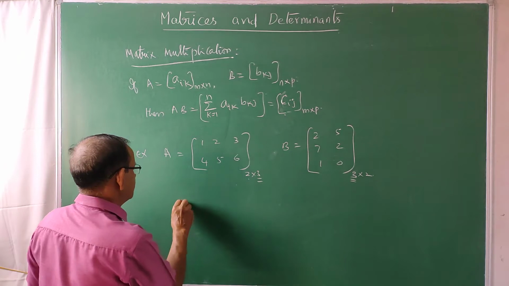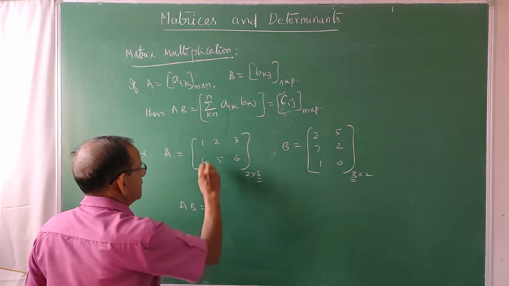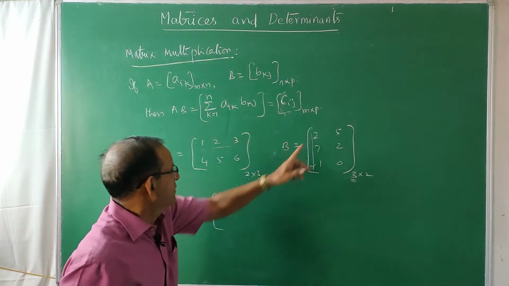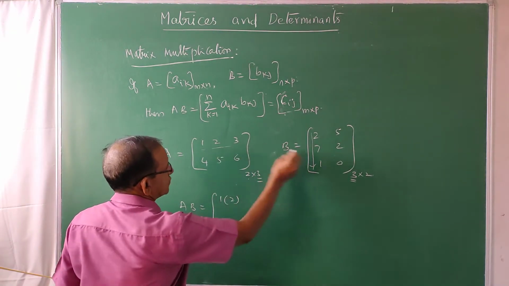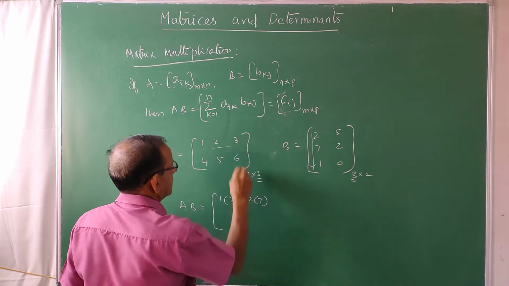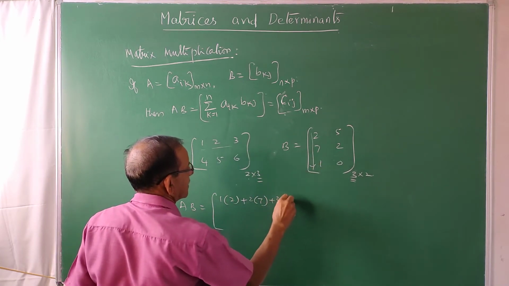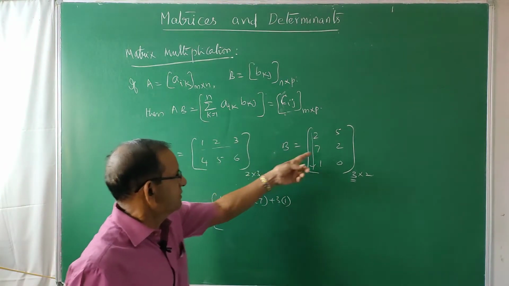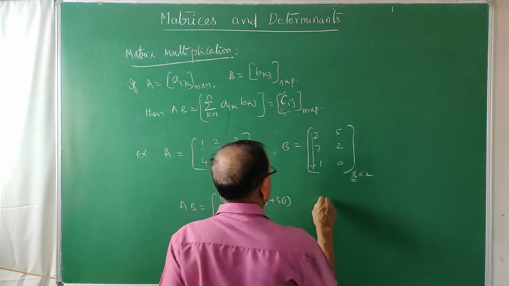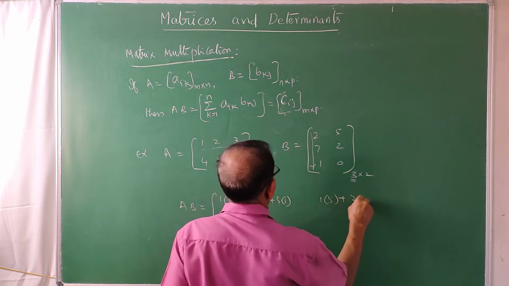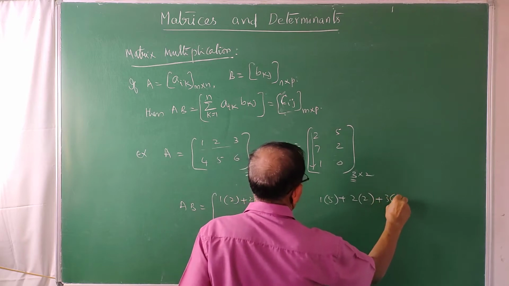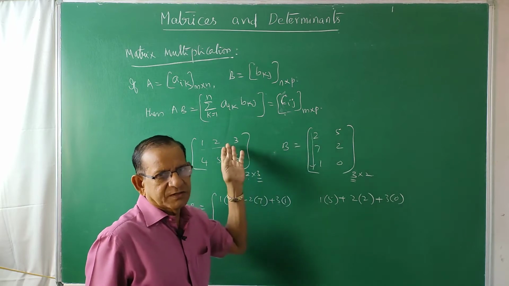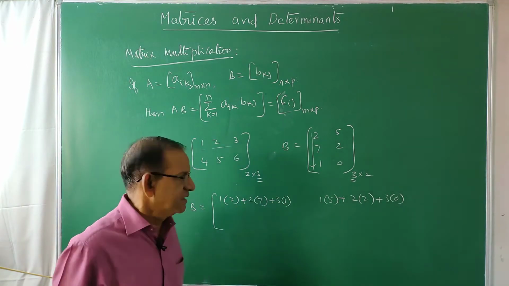How to multiply these two? A into B is equal to: multiply the first row with the first column and take the sum of the products. 1 into 2, plus 2 into 7, plus 3 into 1. So that is one element, the first element of the product matrix. Now the same row with the second column: 1 into 5 plus 2 into 2 plus 3 into 0. If any other column were there, I would have to multiply that column also with this first row, but only 2 columns are there, so that is over.